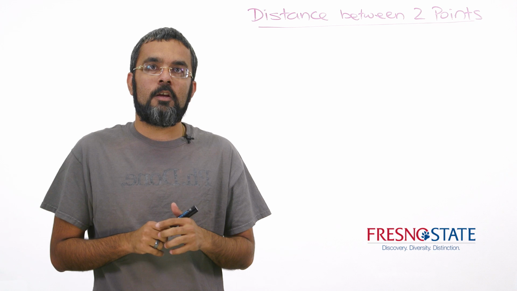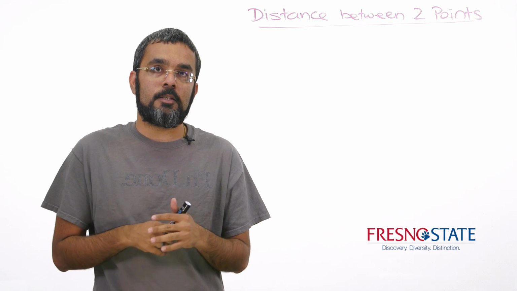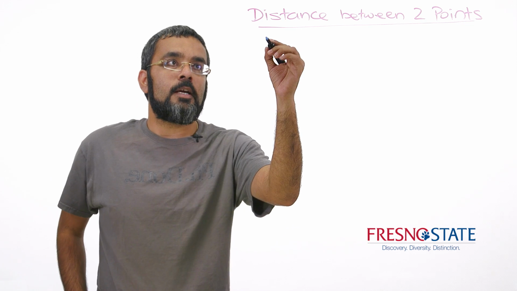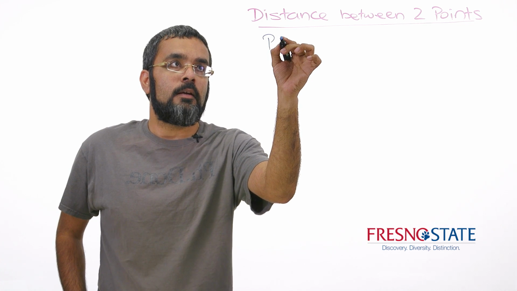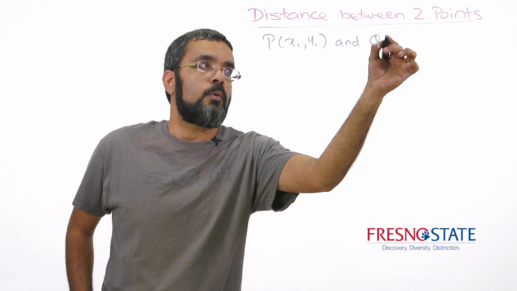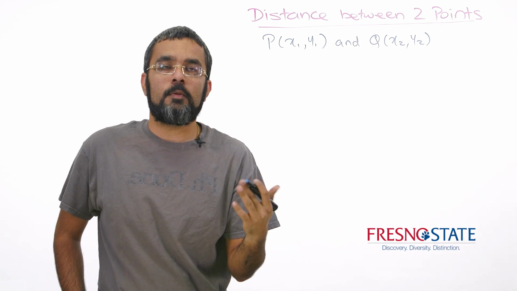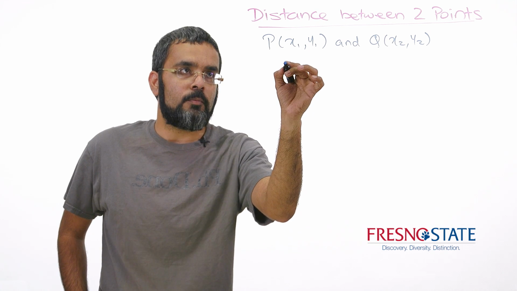We're going to talk in this video about the distance formula. So if I gave you 2 points, how would you find the distance between those 2 points? Suppose I had 2 points, say P (x1, y1) and Q (x2, y2). How would I find the distance between these 2 points? So let's go ahead and plot these 2 points.